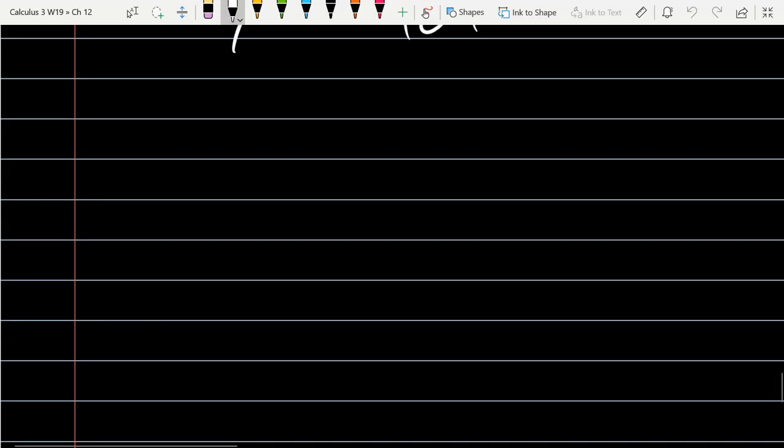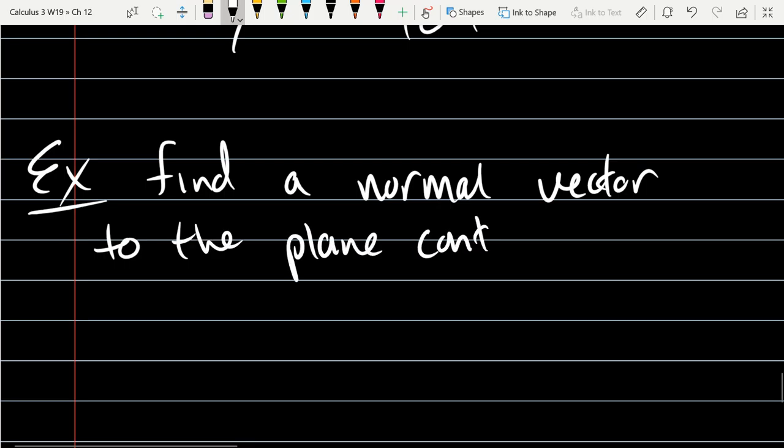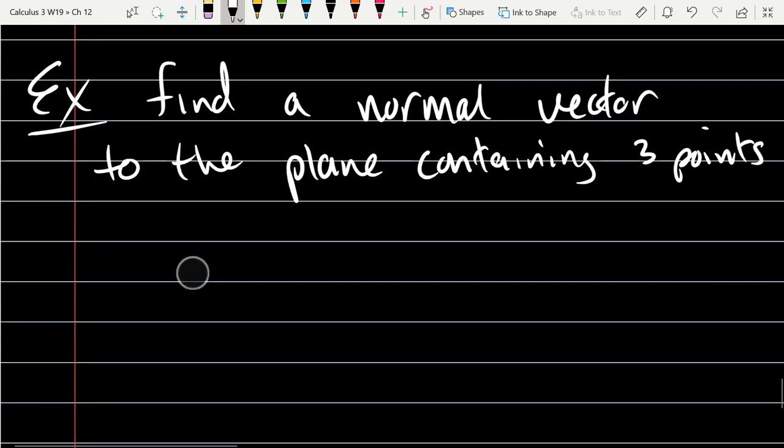So we're going to start with a plane containing 3 points, and then I want to find a normal vector to the plane. Normal vector is like a three-dimensional perpendicular vector. I haven't explained that yet, I don't think. All right, so I'll explain what that is before we find it.